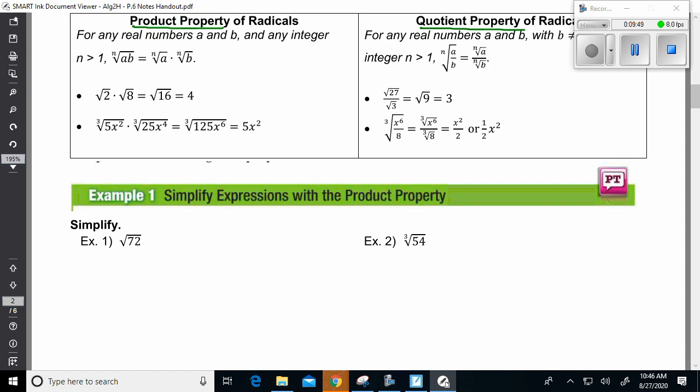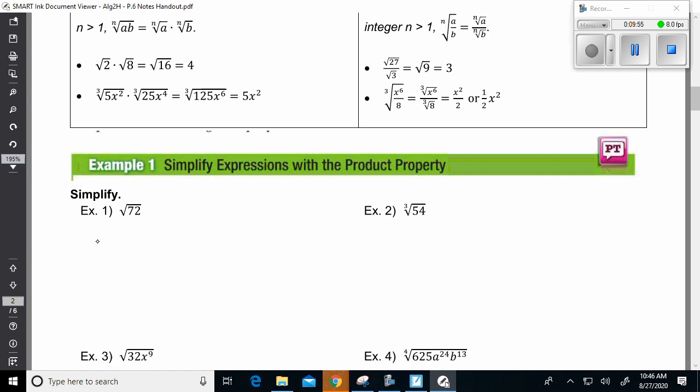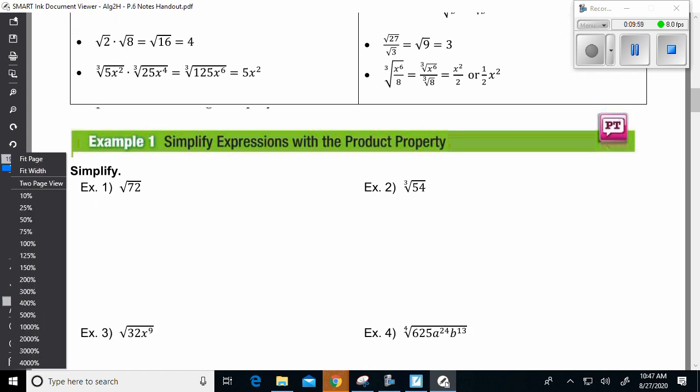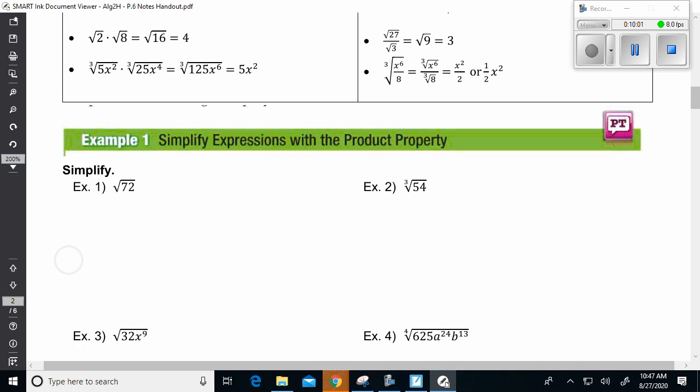So example 1 gives you the square root of 72. 72 is not a perfect square, so we have to break up 72. We have to find two numbers that multiply to 72, but one of them must be a perfect square, because we want to break it down.